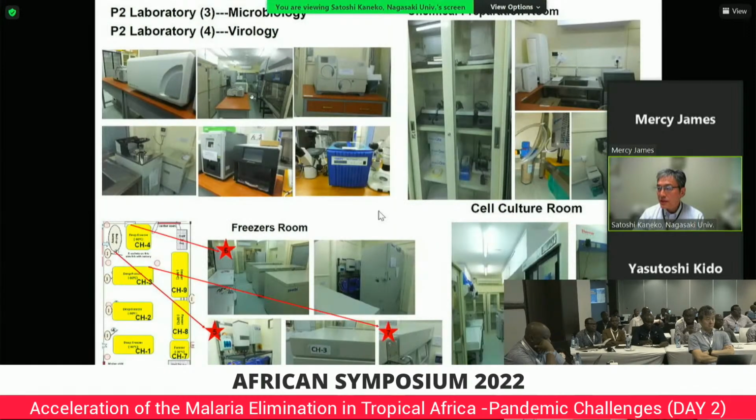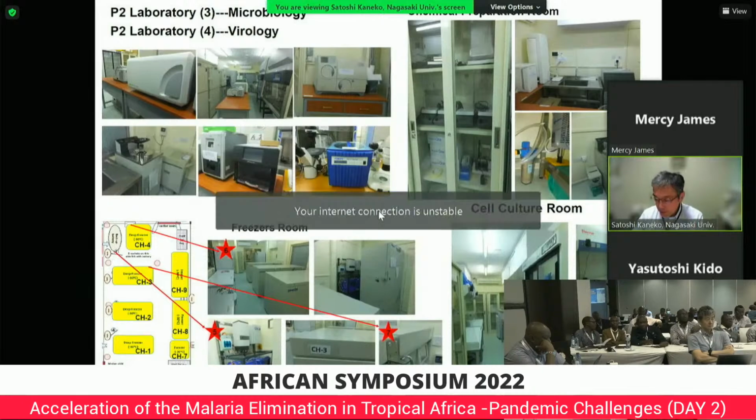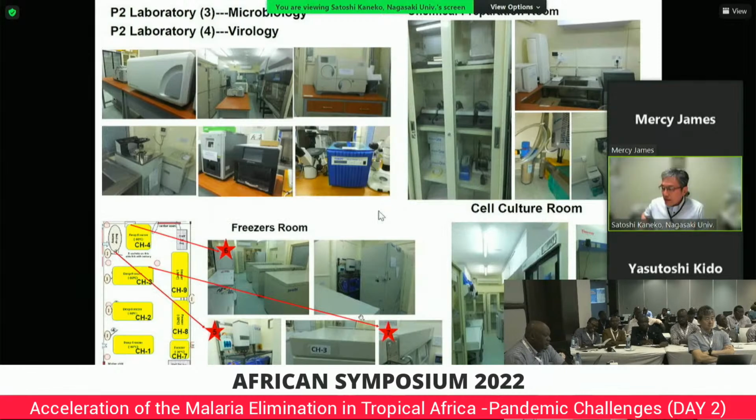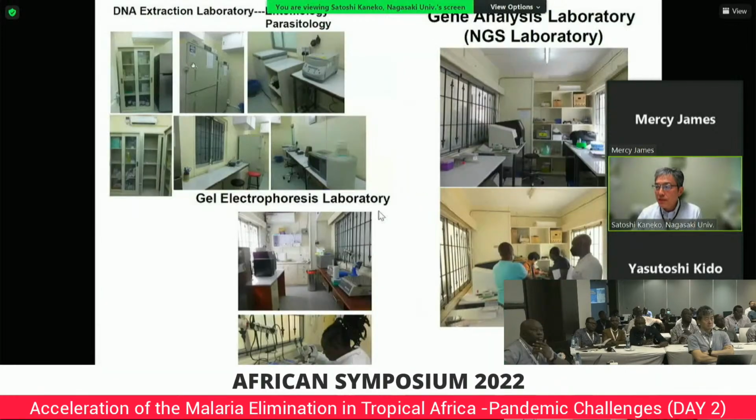And also we have a P2 laboratory for microbiology and a P2 laboratory for biology. And also freezer rooms are available like this, and how many freezers? Lots of freezers: 1, 2, 3, 4, 5, 6, 7, 9 freezers we have to keep samples. And also a cell culture room we established like this. And also we set up a DNA extraction laboratory room like this for entomology and parasitology. And also we have a gene analysis laboratory.